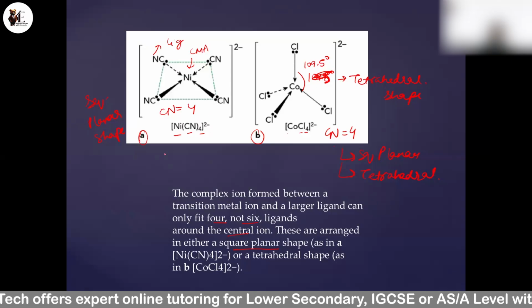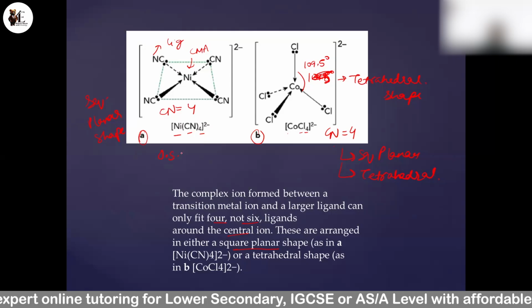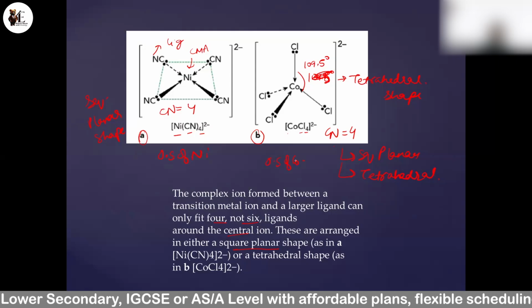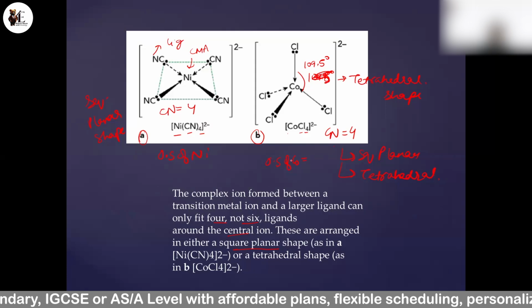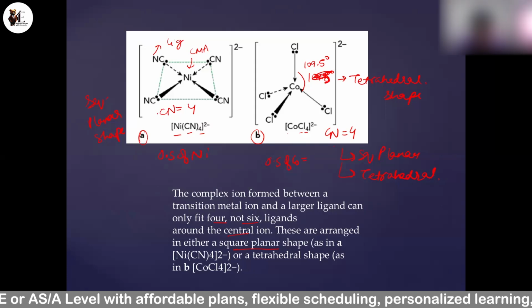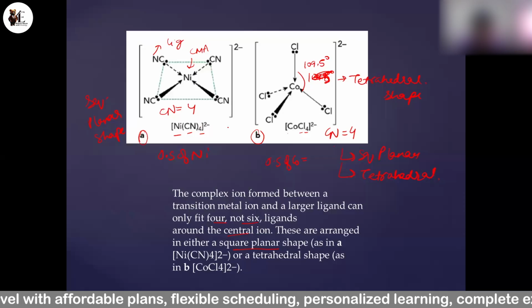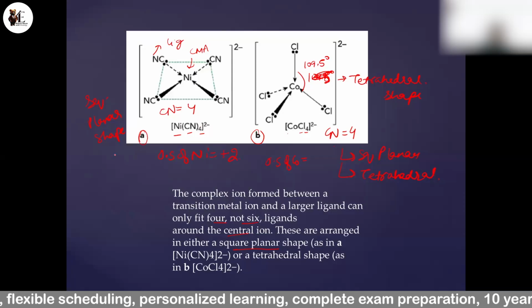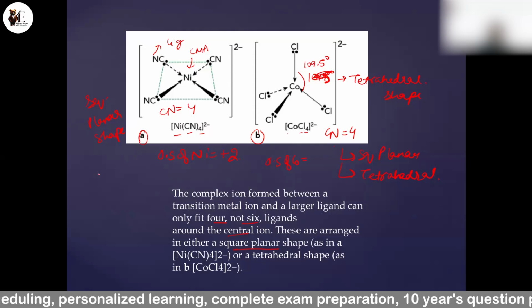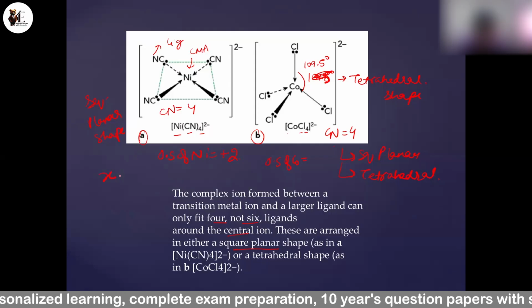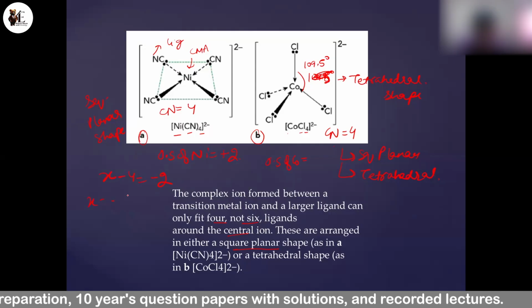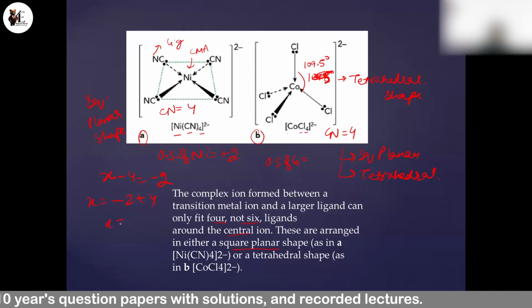After doing this, tell me the oxidation number of nickel here and the oxidation number of cobalt here. Ma'am, is the oxidation number for both +2? The easy method to calculate the oxidation number for nickel: it is X, we don't know. For cyanide, the oxidation number is -1. So for 4 cyanides, it is -4. So -2 = X - 4, so X comes out to be +2.